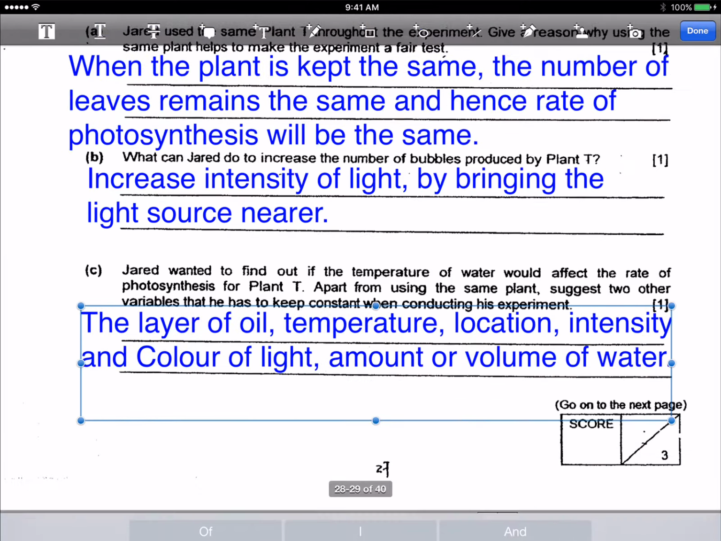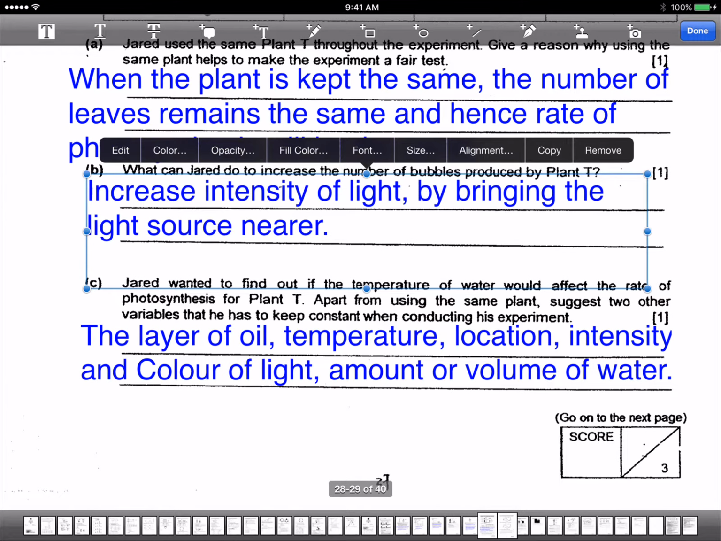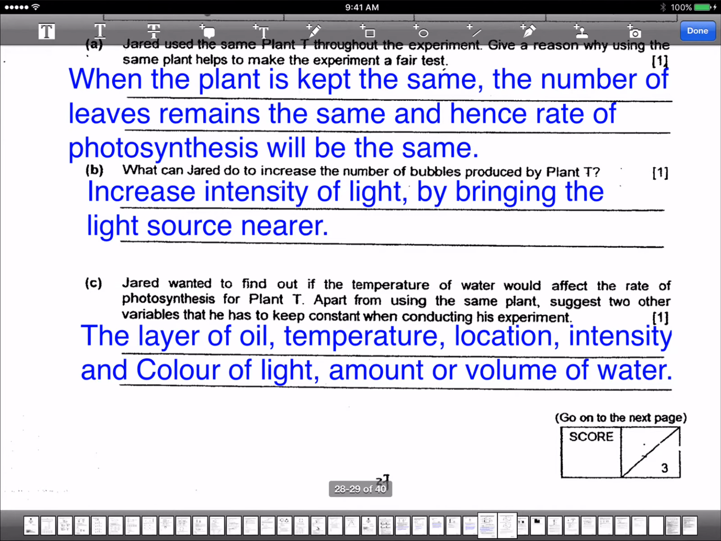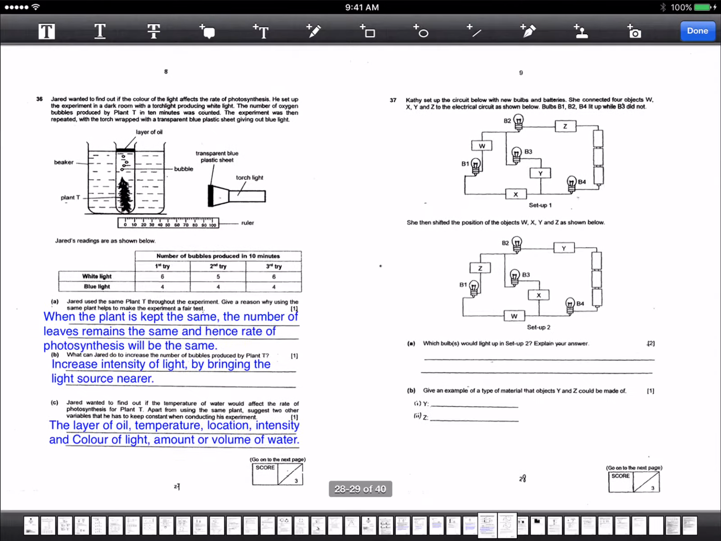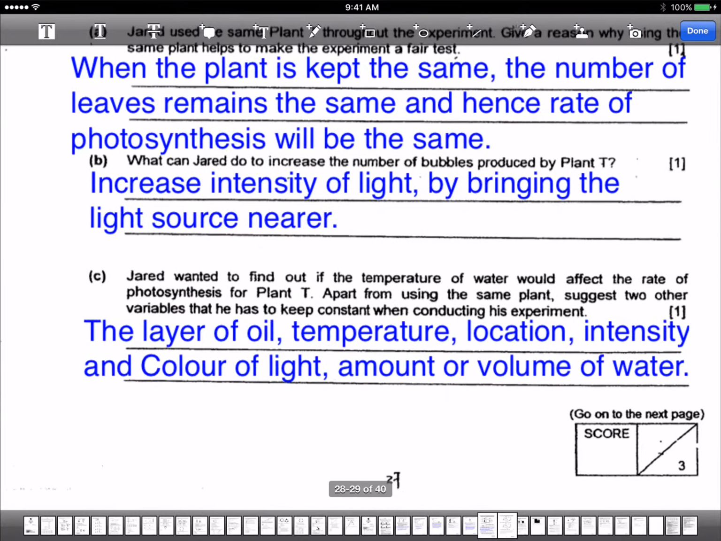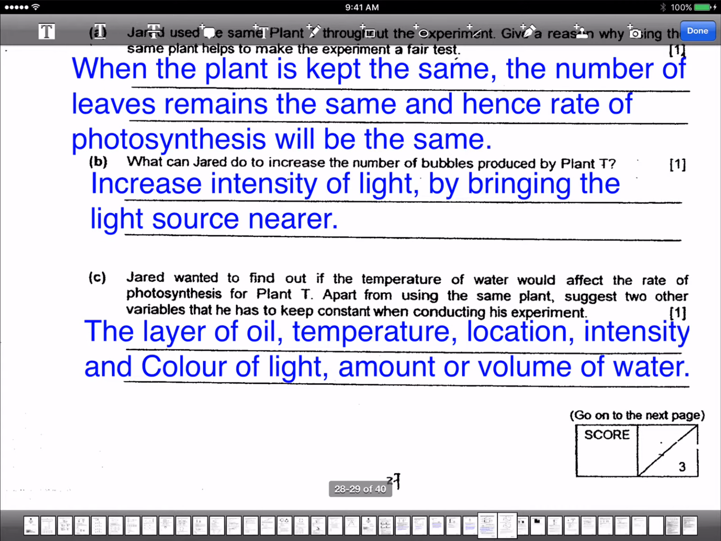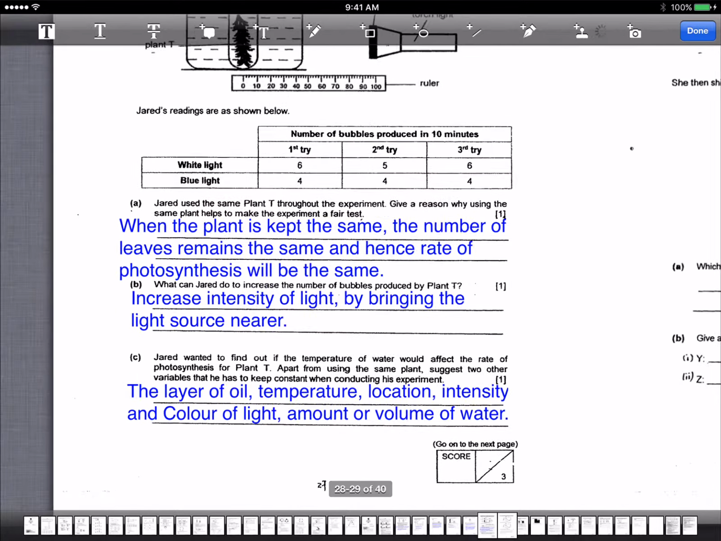Okay, yeah, all these are acceptable answers, right? It's a long list of answers given. There are many others. Any others you want to check? No. Okay, so this is about the experiment. Okay, next. Just choose any two. So this is about the experiment for this particular section.